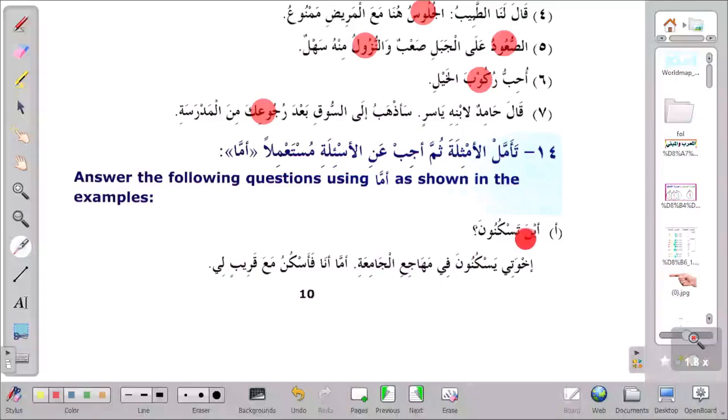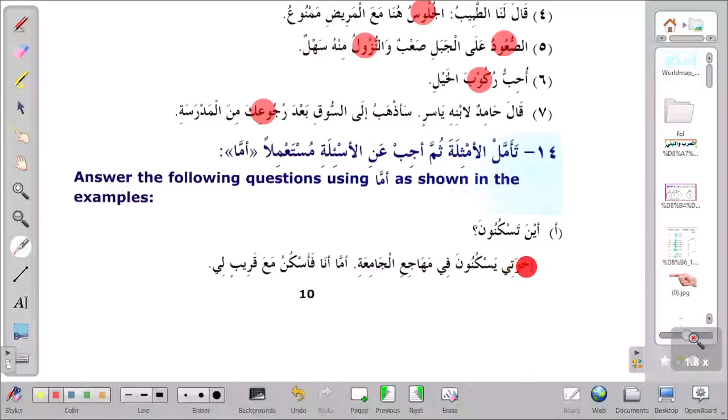The first one is "Aina taskununa," but they have given one example here. So we'll look at the example, then we'll complete the remaining exercises by using amma. Look at this example for how they have done it. "Aina taskununa," where are you staying? Remember, they are plural, masculine. You are talking to them. "Aina taskununa," where are you staying?